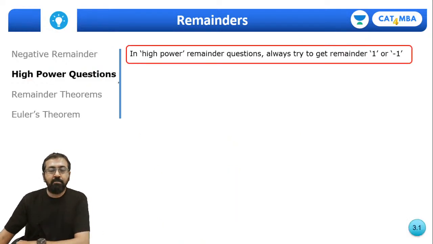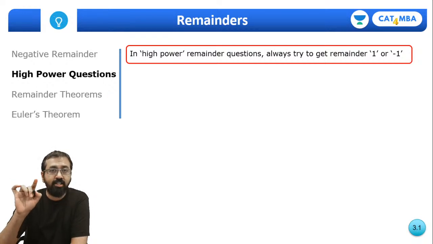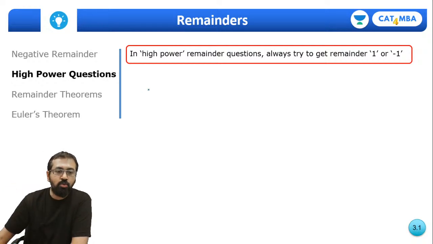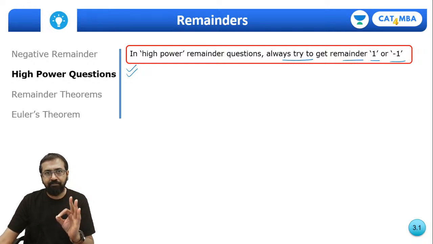Now, one important point which I want you to write down in your notebook. I'm sure you remember that I asked you to create a notebook where you jot down the important points. So in the same notebook, please note down this point: in high power remainder questions, always try to get remainder 1 or -1. This is the simple rule. That's it.